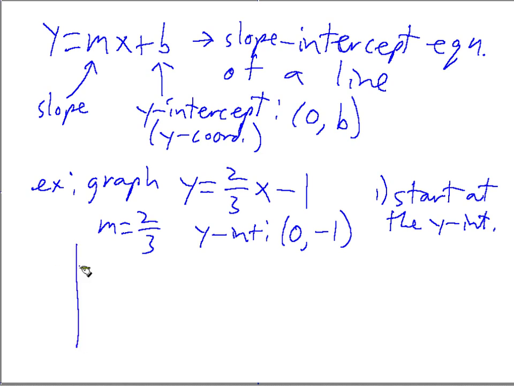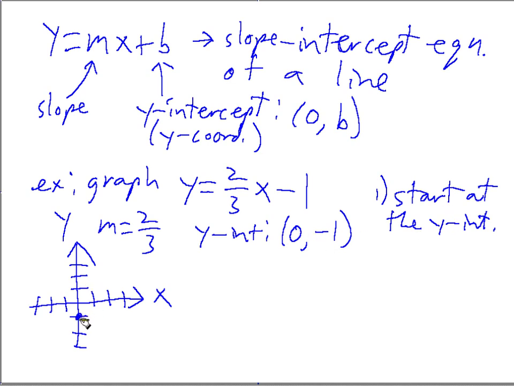Okay, so let me make a grid right here. So here's y, here's x. So 1, 2, 3, 1, 2, 3, 2, 3, 1, 2, and 3. Okay, so I'm starting off at 0, -1. So I'm starting at the y-intercept.